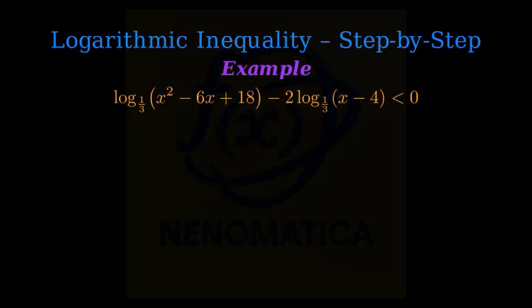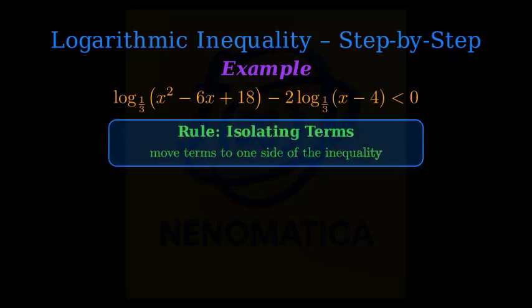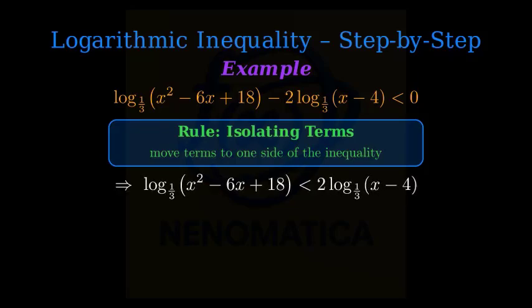Step 1. Isolate the logarithmic terms on opposite sides. We'll add 2 log base 1/3 of x minus 4 to both sides. This yields log base 1/3 of x squared minus 6x plus 18 is less than 2 log base 1/3 of x minus 4.